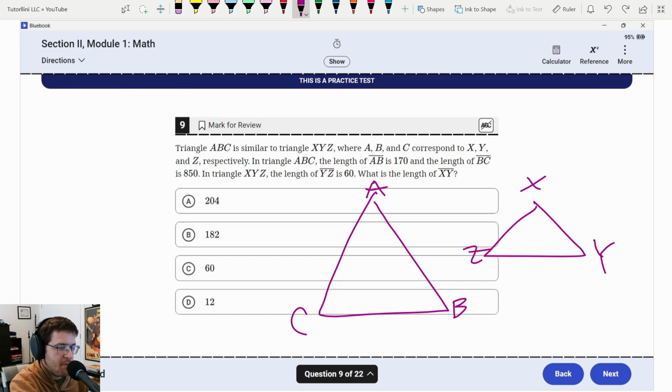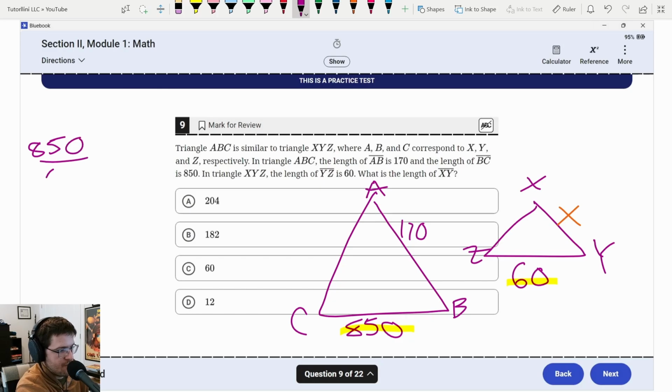So they told us AB is 170 and the length of BC is 850. And the length of YZ is 60. What is the length of XY? Okay, so I'm going to call this little x. And now I'm going to write a proportion. I like to do big over small. So corresponding big over corresponding small. So 850 over 60.